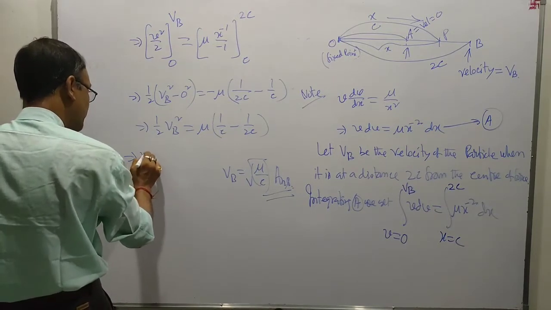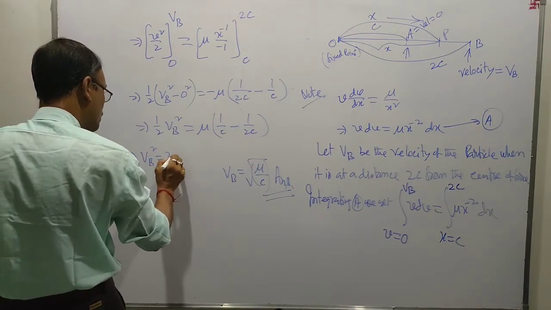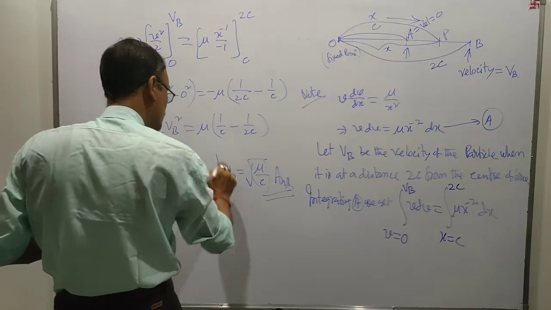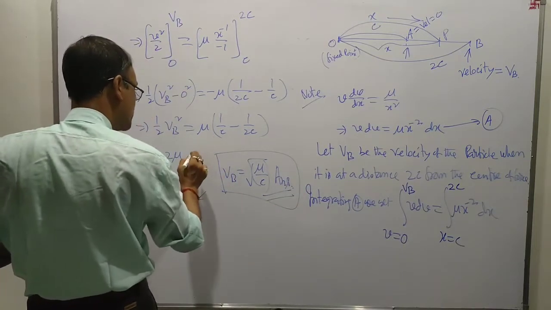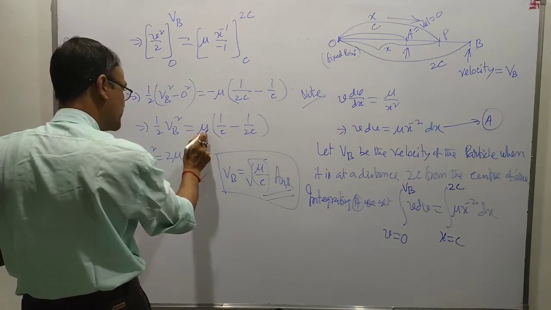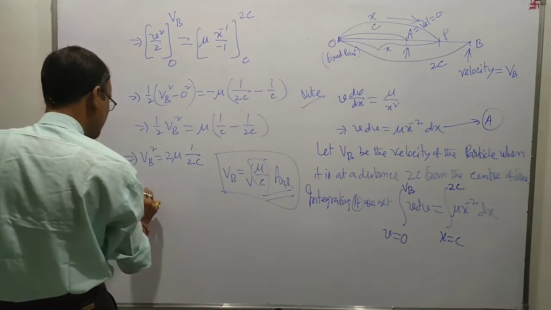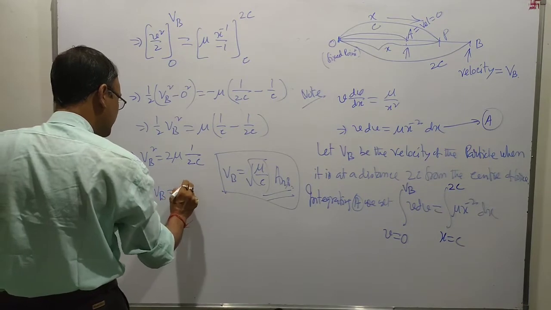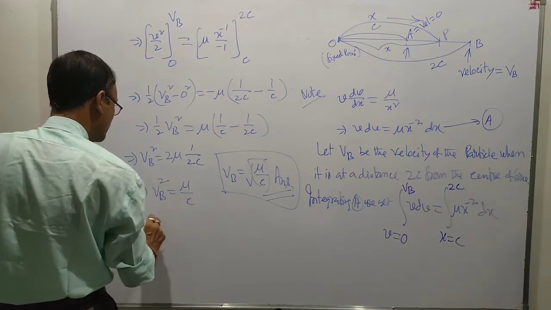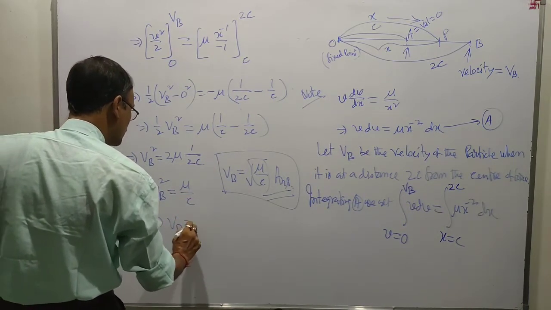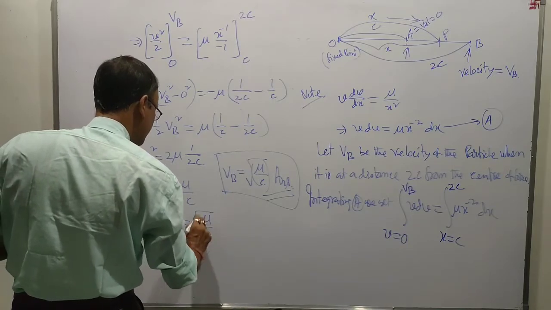This means Vb square is equal to 2 times mu. This 2 has been taken to the right hand side. It will be 1 by twice c. This means Vb square is equal to mu by c. This means Vb equals root over mu by c.